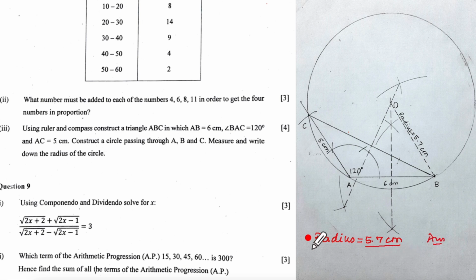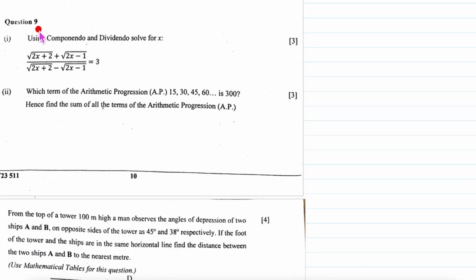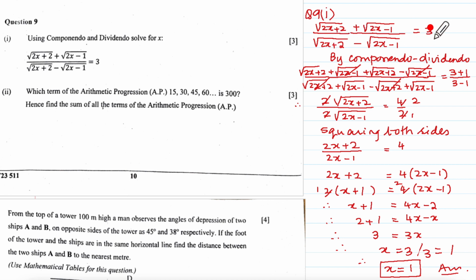So now we have to solve only 2 more questions to finish this paper. We now come to question number 9, first part. We have to use componendo dividendo to solve for x, and this is what is given to us. So we are going to use componendo dividendo and let us see how we solve it. Look at this. We have written this, and then for componendo dividendo we will do this plus this in the numerator and this minus this in the denominator.